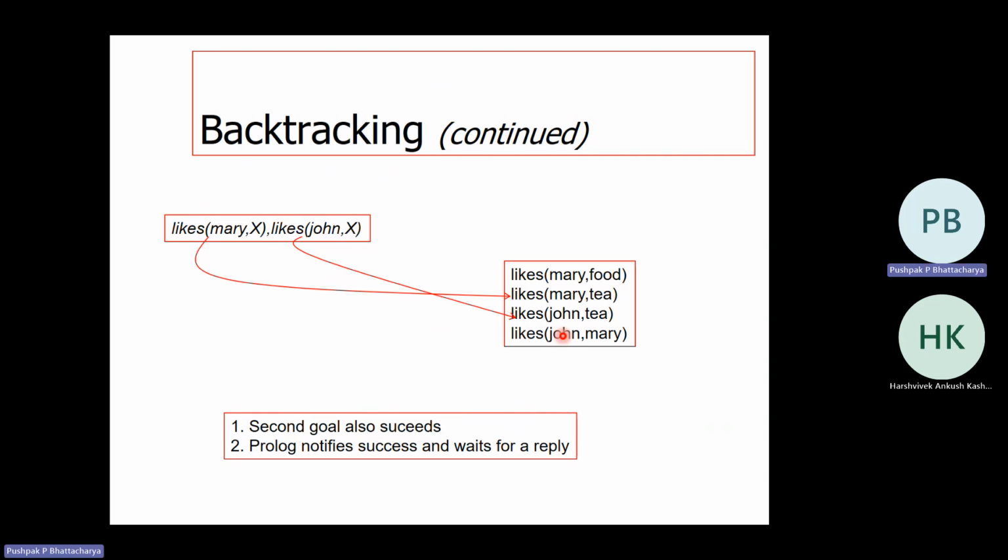So this fact of succeeding on the first goal but failing on the second goal led to searching for more evidence for X. This is called backtracking in Prolog. Backtracking is a very important operation in Prolog. Prolog maintains a search tree of facts and tries to do a depth first search on these facts. That's why backtracking is required.